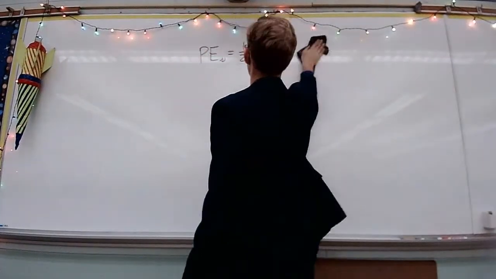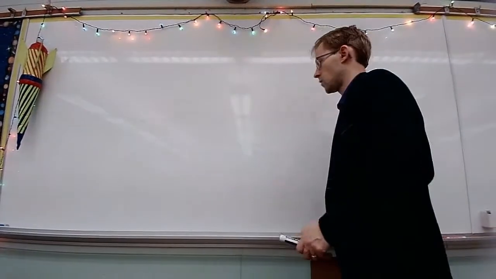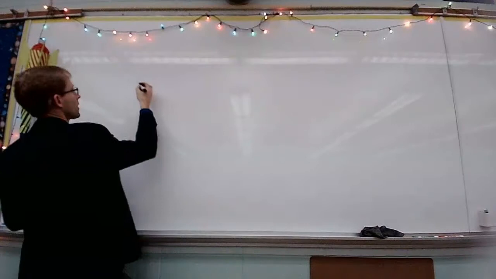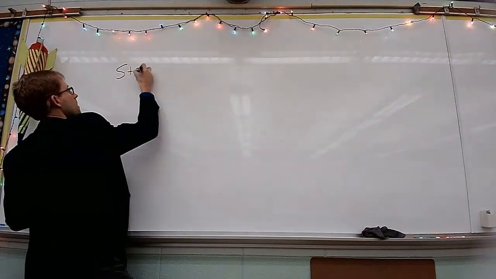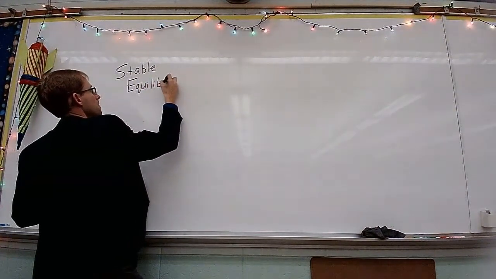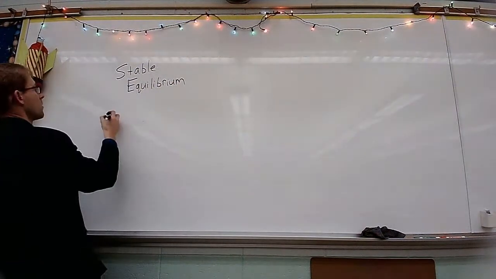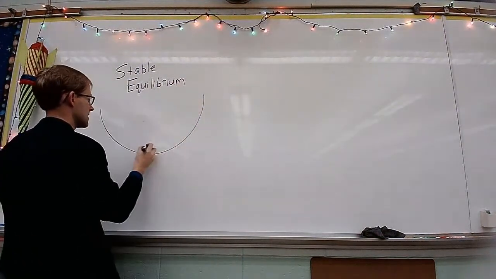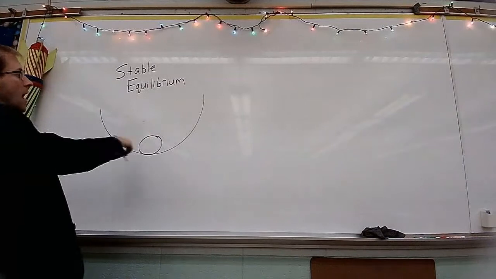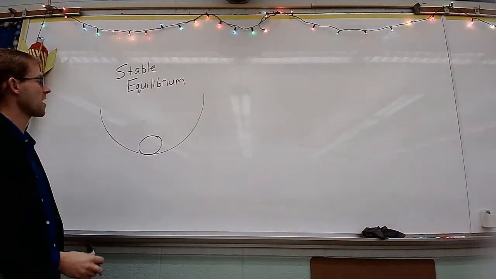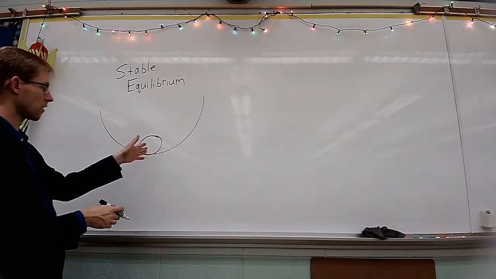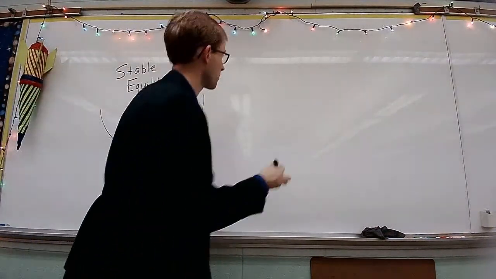Okay, on to stability of equilibrium. Here we go. We've got 3 scenarios we're going to be looking at here. The first is stable equilibrium. Stable equilibrium would be represented by an object at the bottom of a little dip there, kind of in a valley, I guess you could say. And it's stable because if it moves either way, it's going to return back to that original equilibrium position.